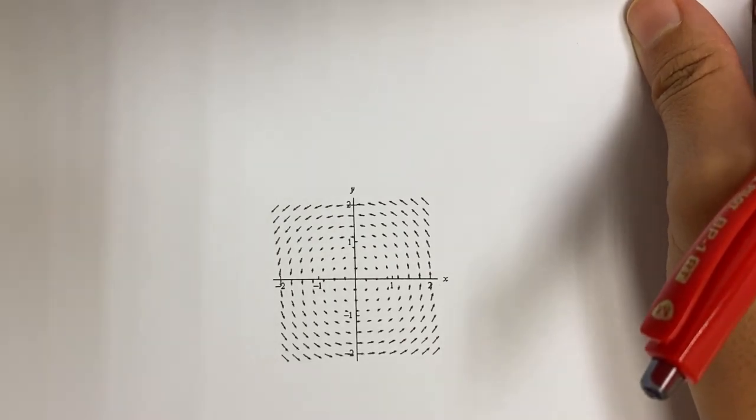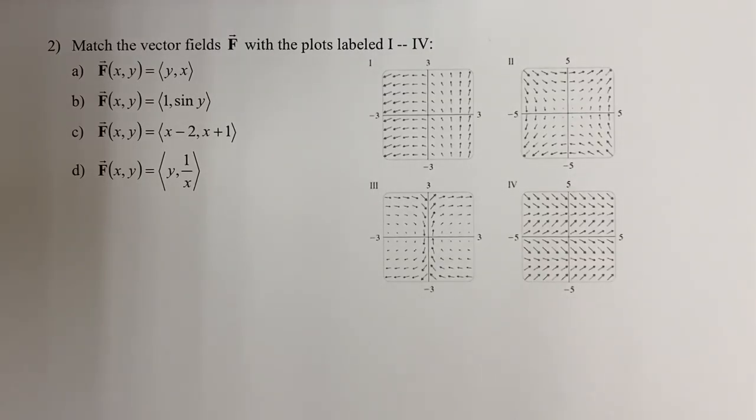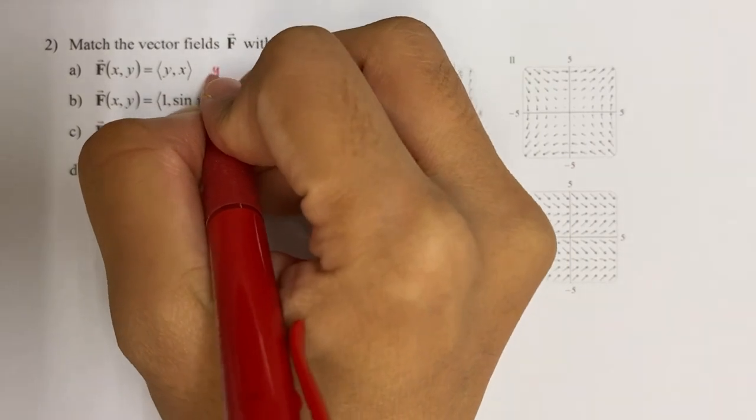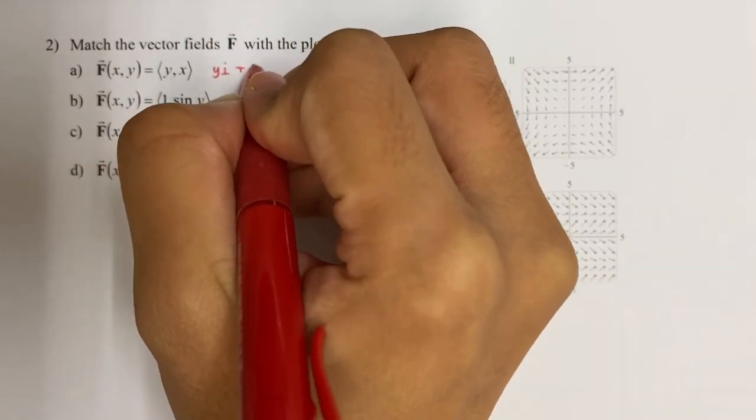Okay. For the second example, match the vector fields F with the plots labeled 1 to 4. Okay, for A, F(x, y) equals y i plus x j.